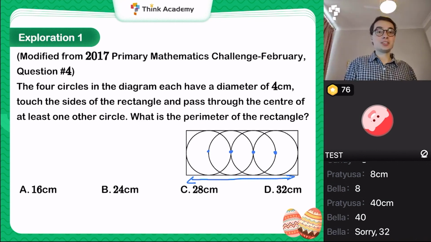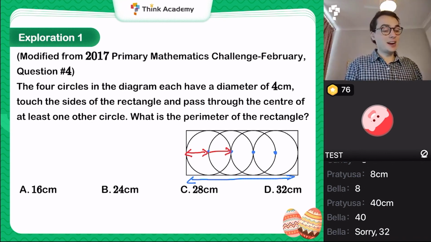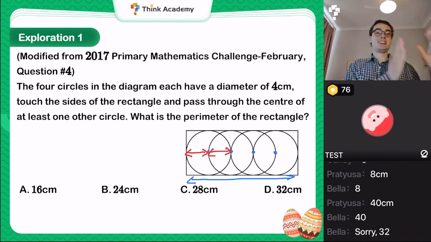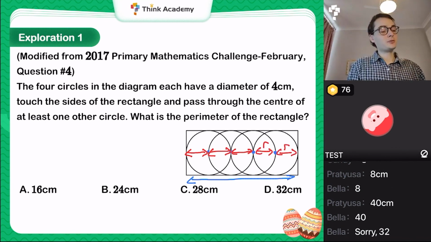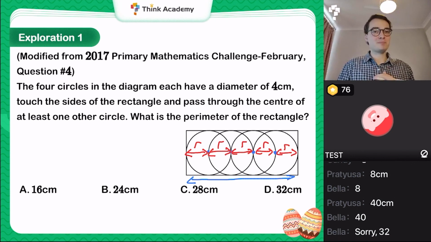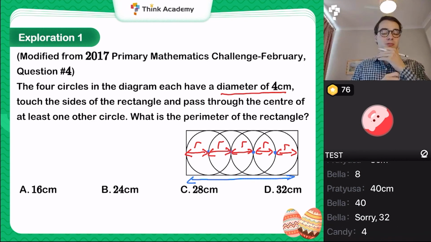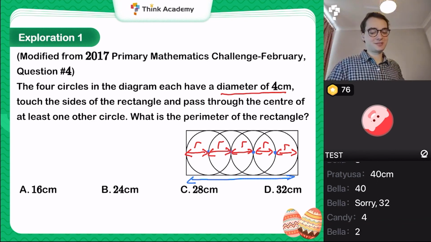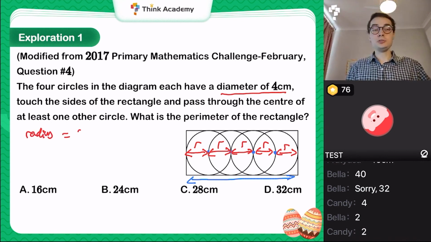So what Leon has spotted is that each of these distances that I'm labeling in red here, so from where circles meet to the next point where circles meet, they're all just going halfway across a circle. Okay, so each of these is going to be one radius of a circle. Can you guys tell me in the chat, what is the radius of each of these circles in this diagram? So if you have a look back to the question, we're told the diameter. What is the radius of one of the circles? Okay, excellent. So the radius is going to be 2 centimeters.